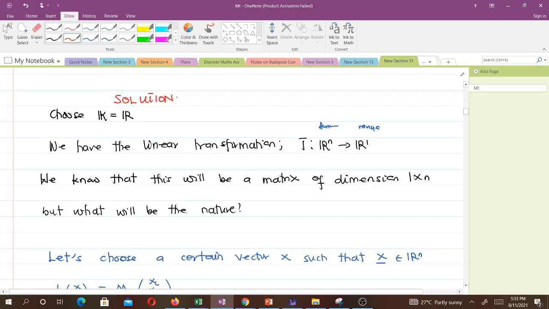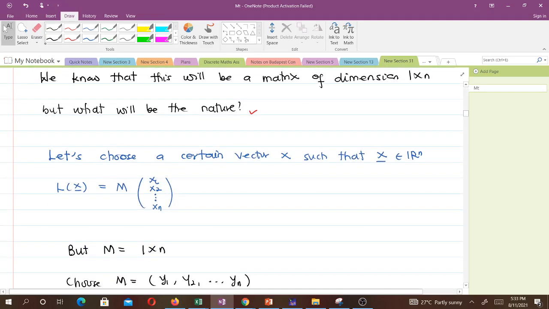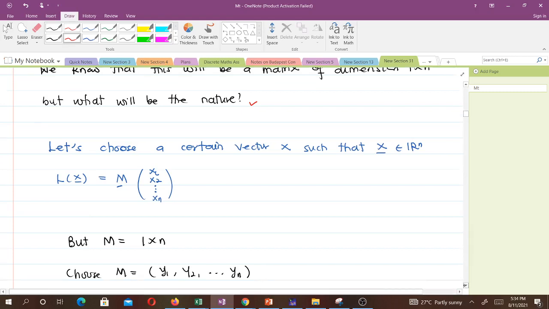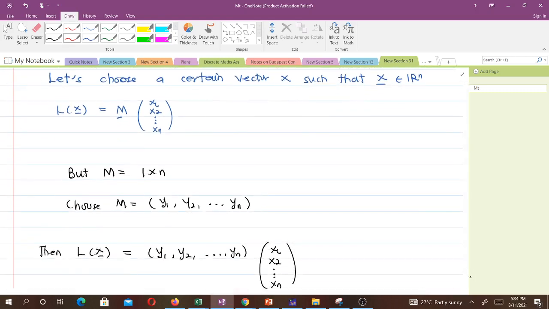Okay, so that means that we know that this will be a matrix of dimension 1 by n, but what will be the nature? That's what we're interested in. All right, so we choose a certain vector x such that the vector x is in Rn. Okay, so if you could recall, when you're writing a linear transformation, it is given by Lx, but you see this x is in Rn, so that means it is a vector x1, x2 to xn. Then this M here is the linear transformation, which is the matrix 1 by n.